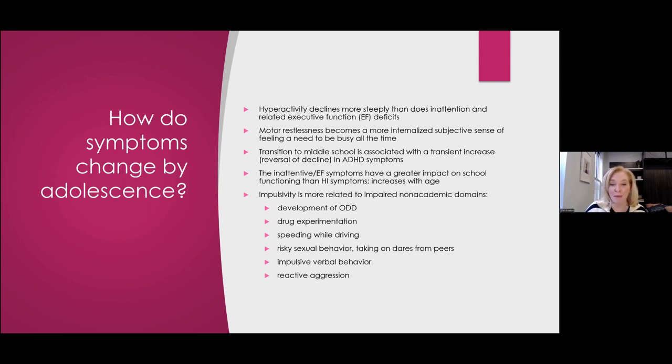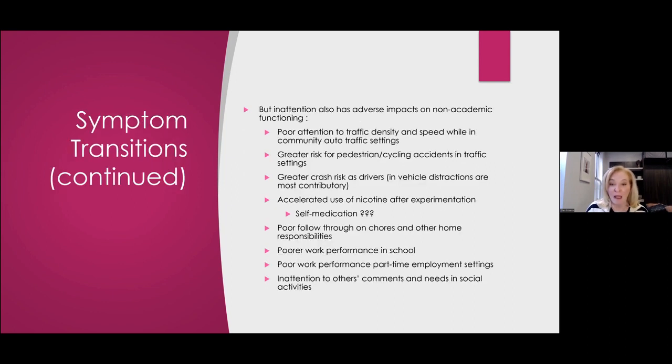And so that impulsivity, again, is more related to non-academic domains. And I've mentioned them here: the development of oppositional defiant disorder, drug experimentation, speeding while driving, risky sexual behavior. That involves even things like social media, sending inappropriate pictures to peers, those sorts of things, impulsive verbal behavior, and reactive aggression. But it also has some adverse effect on non-academic functioning too. I've mentioned some of these things before.